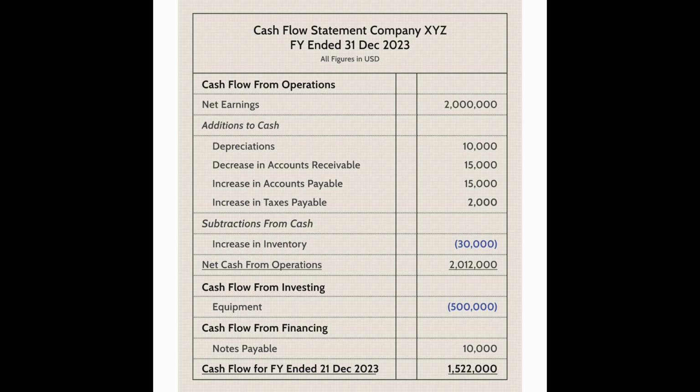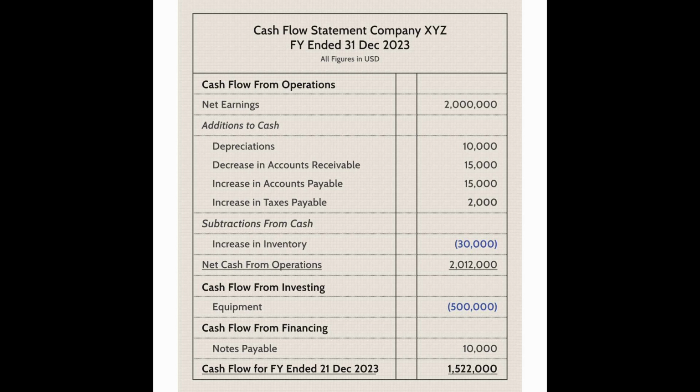Then we have a decrease in accounts receivable of $15,000. That's customers paying off invoices, so cash increases. Then we have an increase in accounts payable of $15,000. The company delayed payments to suppliers, conserving cash. Increase in taxes payable, $2,000. Taxes owed but not yet paid, so cash remains higher.